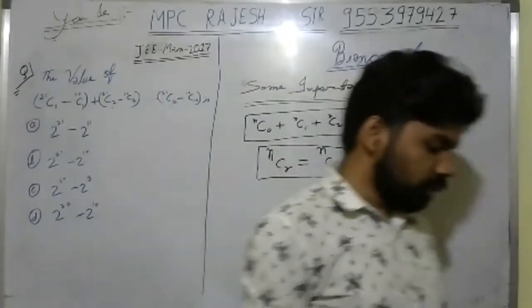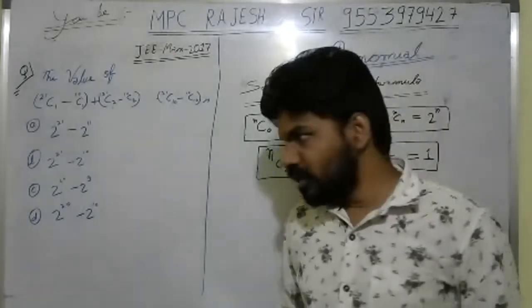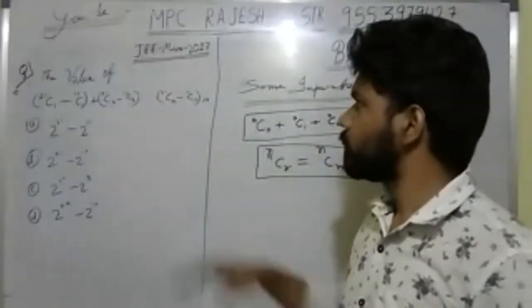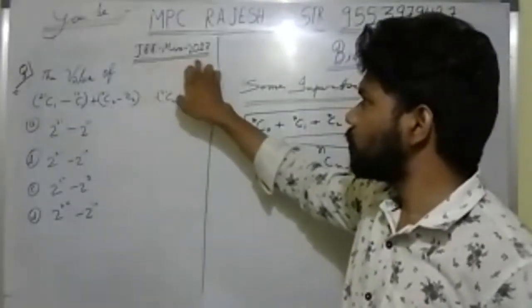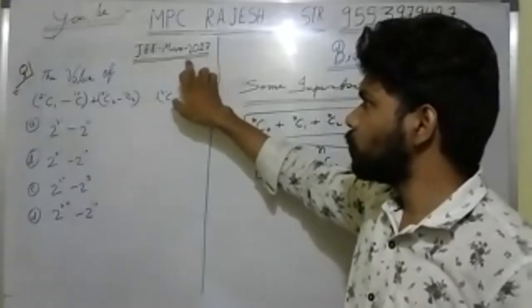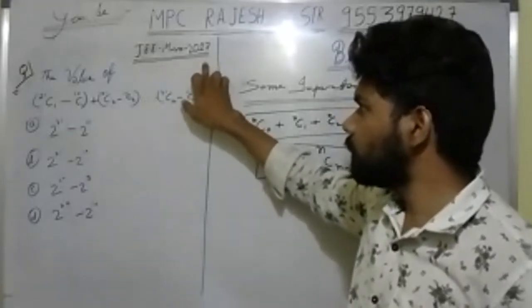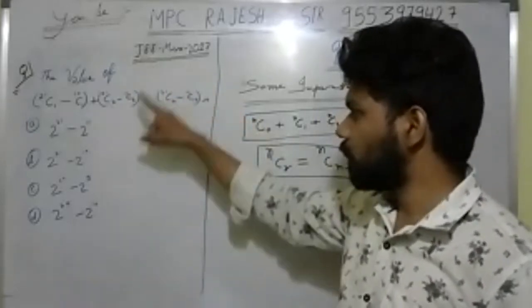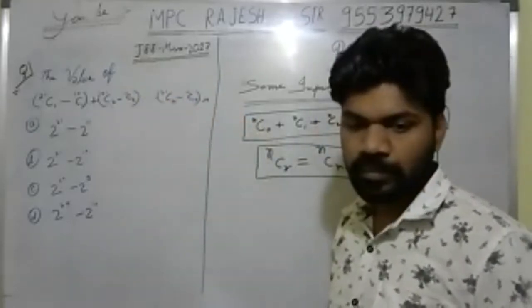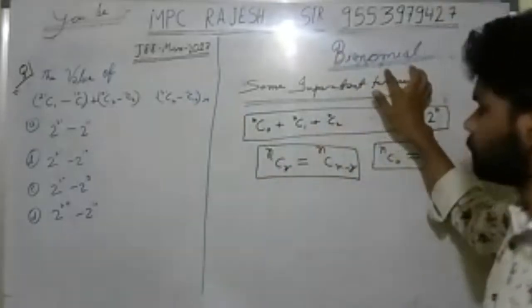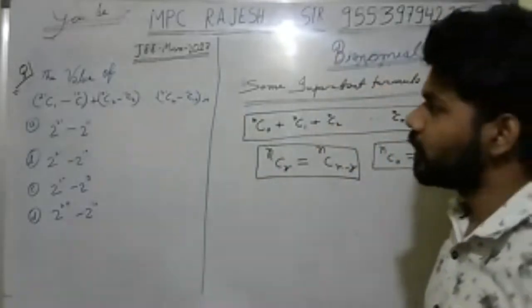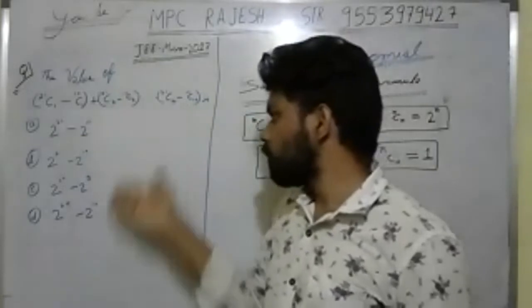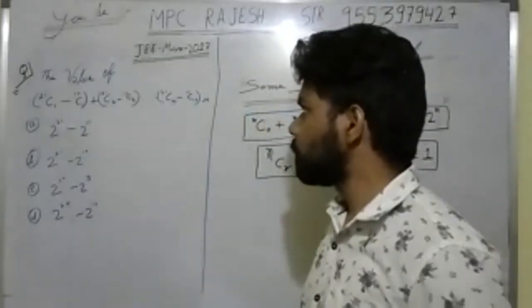So now one doubtful question is here. This question is from JEE Main 2017, and it is from the binomial theorem. Based on the binomial theorem, they asked this question.